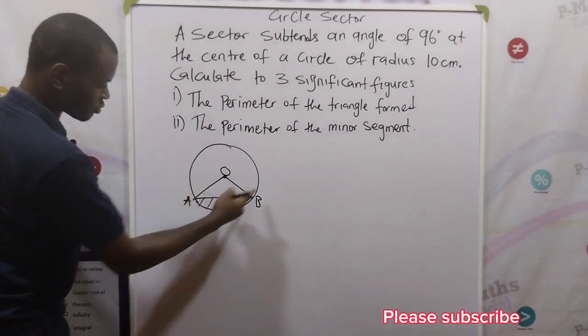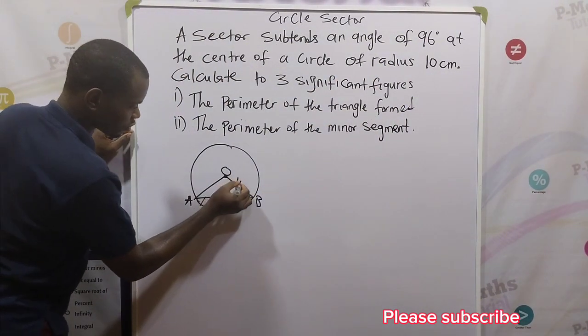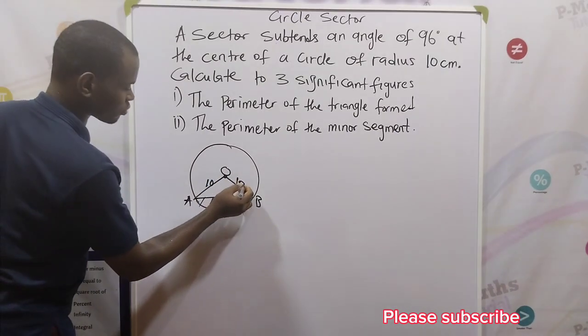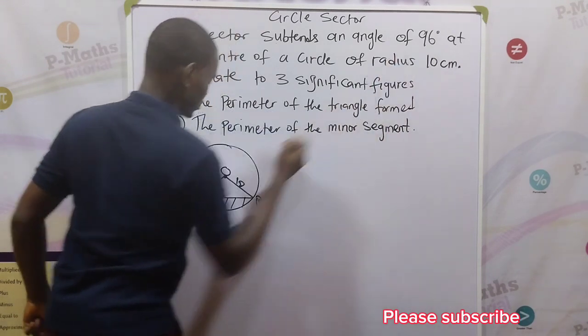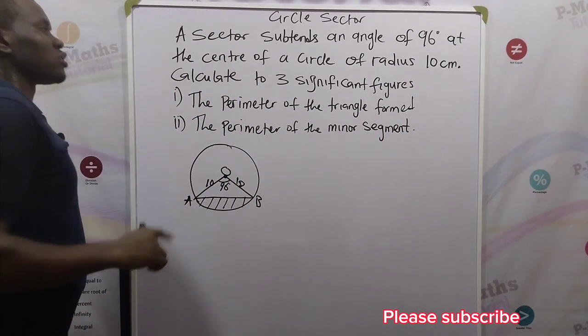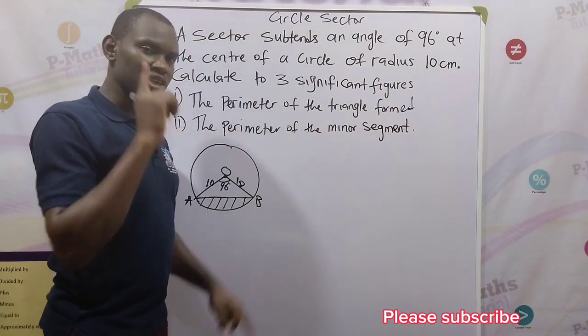And then the triangle. So remember that the length of the triangle is 10 centimeters, the length of the radius. And then here is also 10 because radii are always equal. Then the angle subtended is 96, so here is 96 degrees. So to solve the perimeter of every shape, you are adding the length of all the sides.